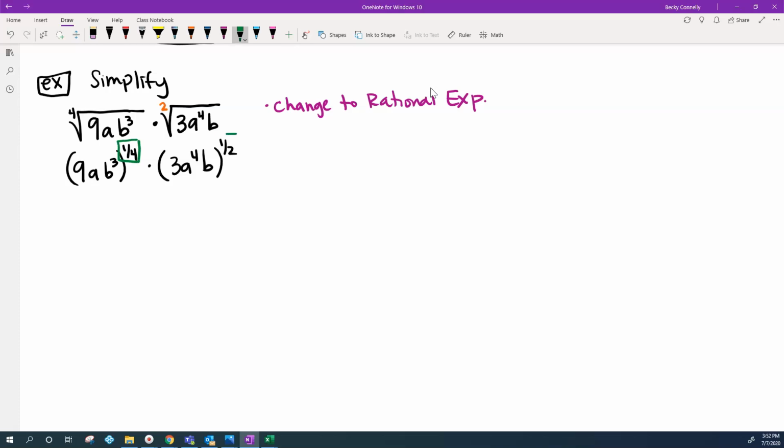All right. Okay. Then let's go ahead and look at this. So I've got a 1/4 and I've got a 1/2. But I need to make these the same denominator, because that's really what my root is. So I'm looking to find a common denominator. So what would the LCD of 1/4 and 1/2 be?